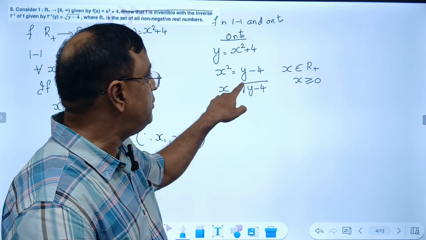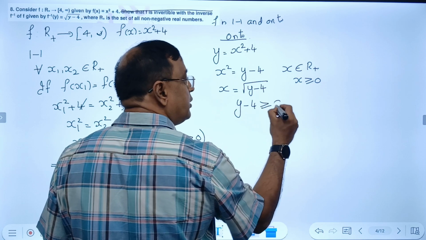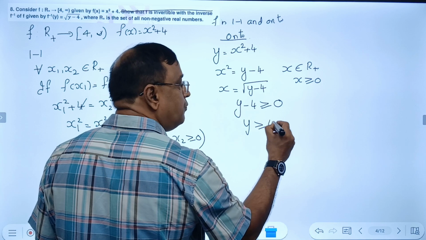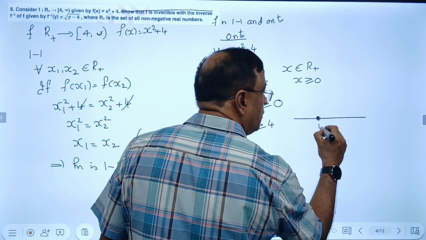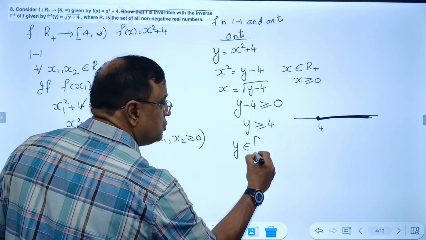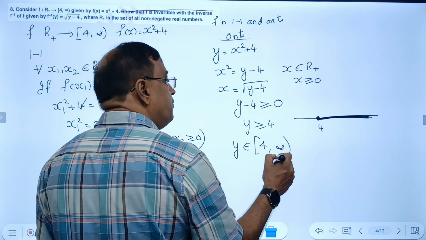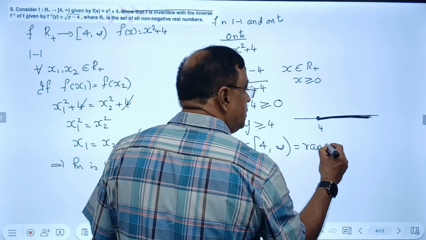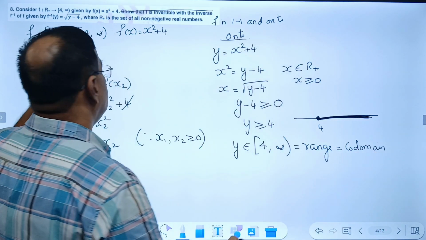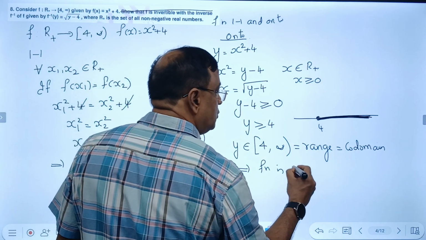And a positive number will be equal to a positive number. This is possible only when y minus 4 is greater than or equal to 0. Otherwise square root is not defined. Therefore y is greater than or equal to 4. What do you mean by greater than or equal to 4? All numbers from 4 to infinity. So y belongs to closed interval 4, open interval infinity, because infinity is not a real number. So this is nothing but your range, and it happens to be your codomain. Since the range equals codomain, you can conclude that the function is onto.